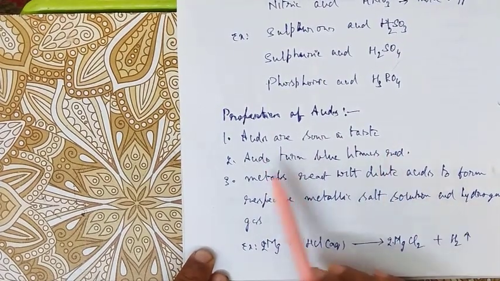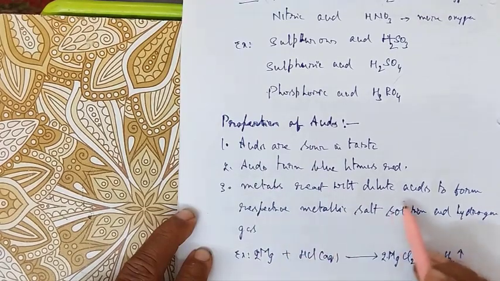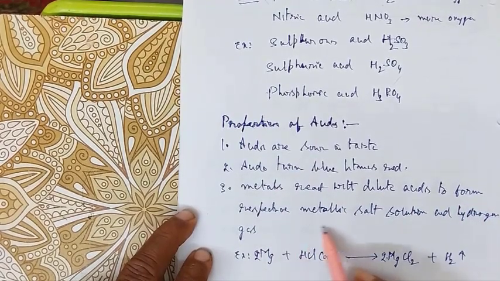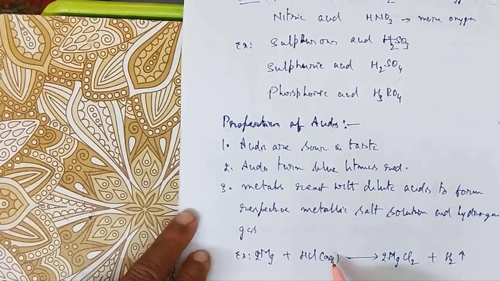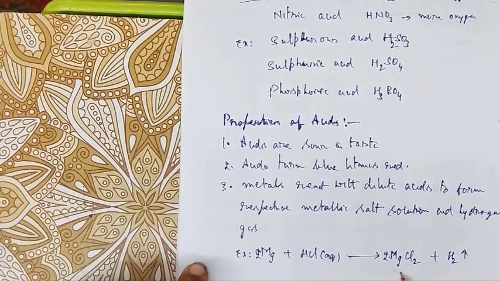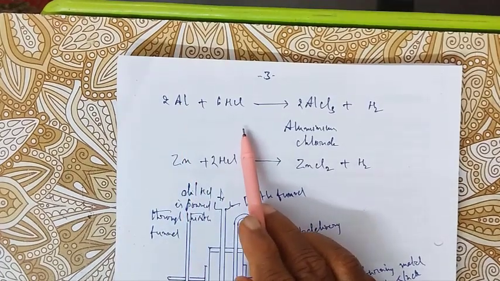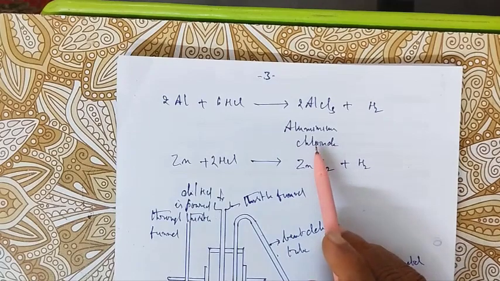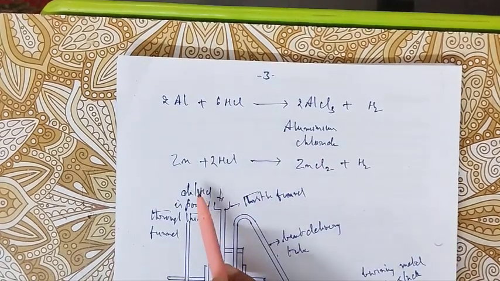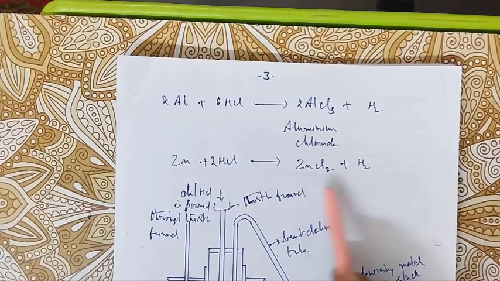Acids are sour in taste. Acids turn blue litmus red. Metals react with dilute acids to form the respective salt solution and hydrogen gas. So when magnesium reacts with dilute hydrochloric acid, we get magnesium chloride and hydrogen gas. Aluminium reacts with hydrochloric acid and forms aluminium chloride and hydrogen. Similarly, zinc reacts with hydrochloric acid to form zinc chloride and hydrogen.